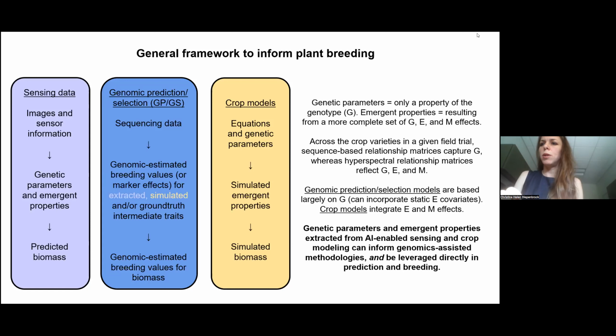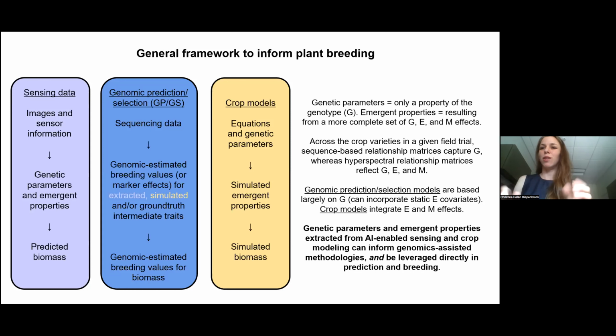And then I'll mention as well, thus far, genomic prediction and selection have been based mostly on genetics and genetic effects. Again, there are others on this call who've been doing fantastic work to expand that out to consider more of environment and management in their interactions. There's been work incorporating static environmental covariates. But I would mention, genomic prediction and selection have the advantage of being able to work with genetic effects. So that's very helpful. Whereas crop growth models and 3D biophysical models provide a means by which to integrate E and M effects. So these, at that very high level, are complementary.